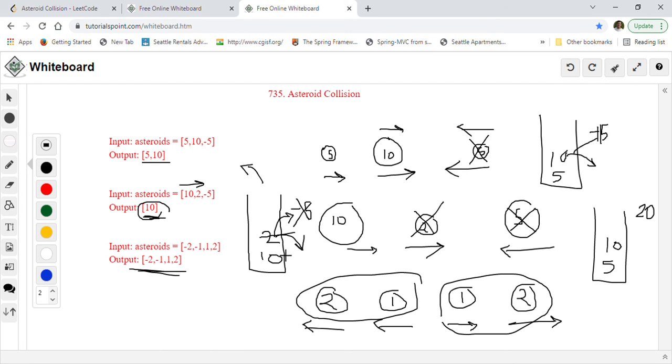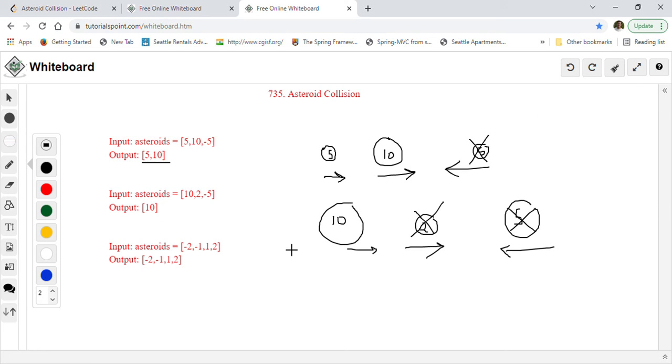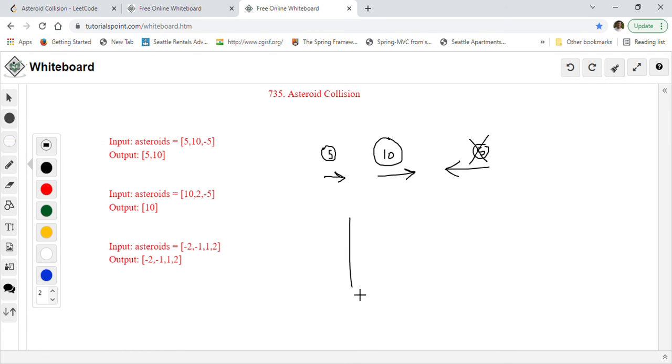Let me just clear some space here so I can write. So let's say we have 5 and 10 on our stack, and if we have minus 10, which is an asteroid coming in the reverse, opposite direction, both will collide and both will become non-existent, means both will disappear basically. So in this case we have to take this 10 out.